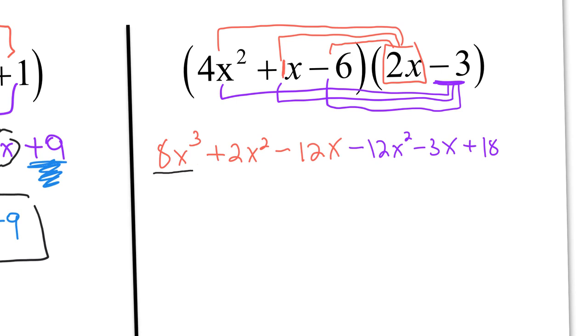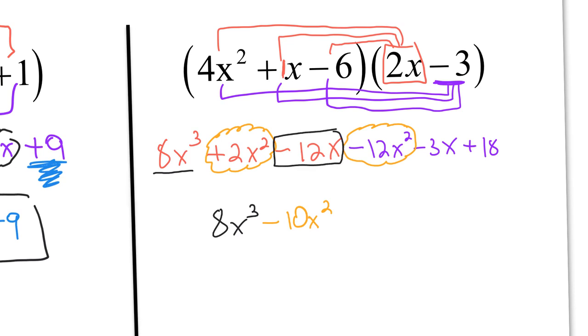So let's start with the highest exponent, x cubed. I don't have another term with the x cubed. So my first term is going to be 8x cubed. Then I look for the x squares. So I do have a positive 2x squared here and a negative 12x squared over here. So positive 2 minus 12, that is negative 10x squared. And I go with the x's. So for the x's, I have a negative 12x and a minus 3x. They have the same sign, so you add the numbers, keep the sign, minus 15x.